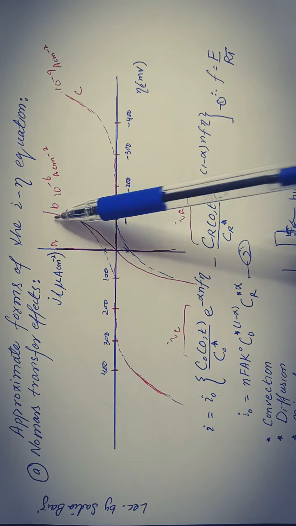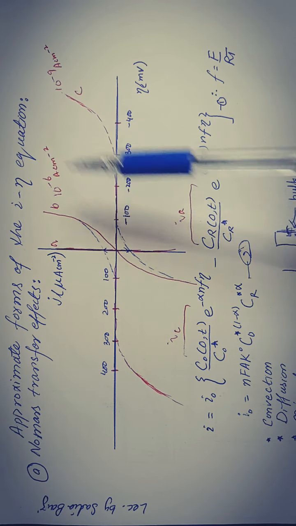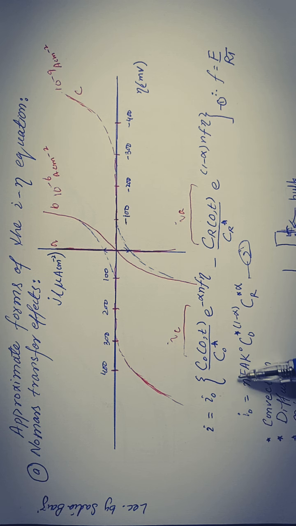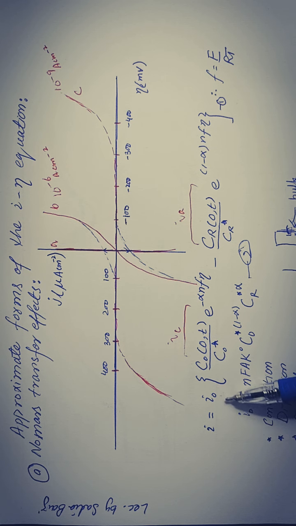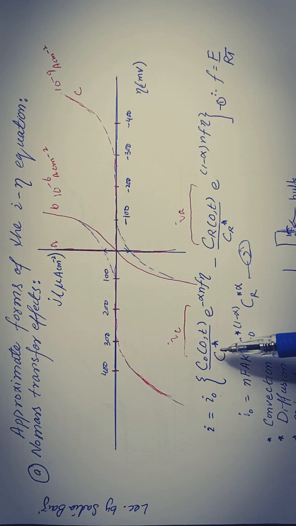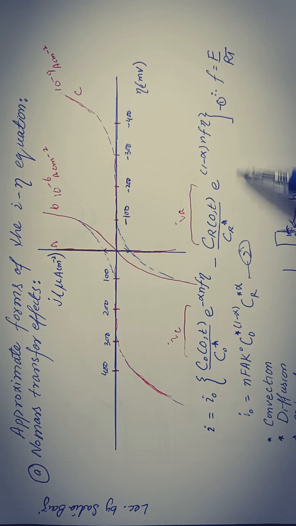Approximate forms of the current over potential equation. So here we have equation number 1 as the current potential equation, in which I is the current generated at the electrode, which is controlled by the exchange current, whereas it is also showing the contribution of the cathodic and anodic component towards the overall current generated at the electrode.